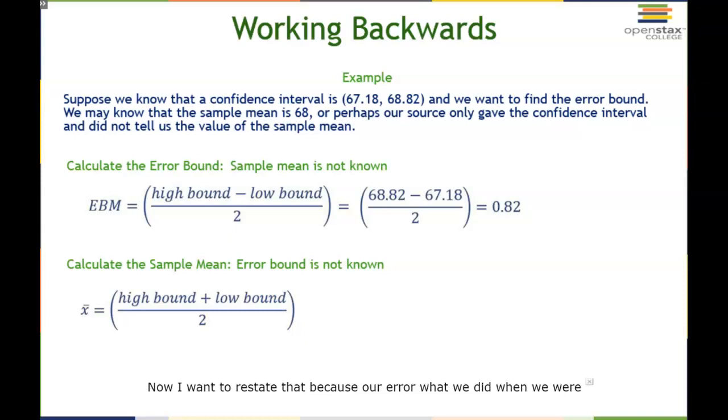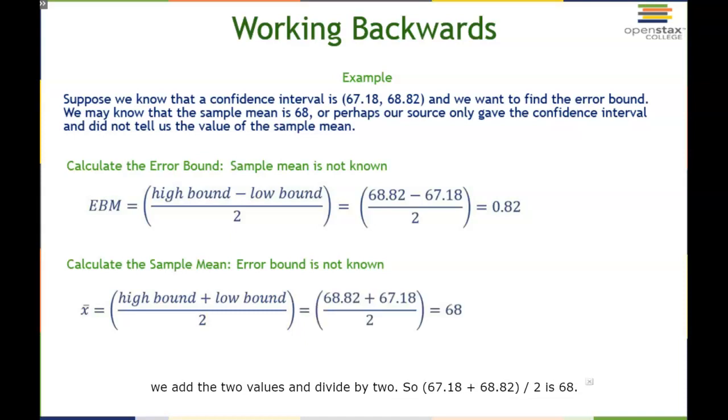Now I want to restate that because when we were looking for our error, we subtracted the two values. When we're looking for our mean, we add the two values and divide by 2. So 67.18 plus 68.82 divided by 2 is 68.